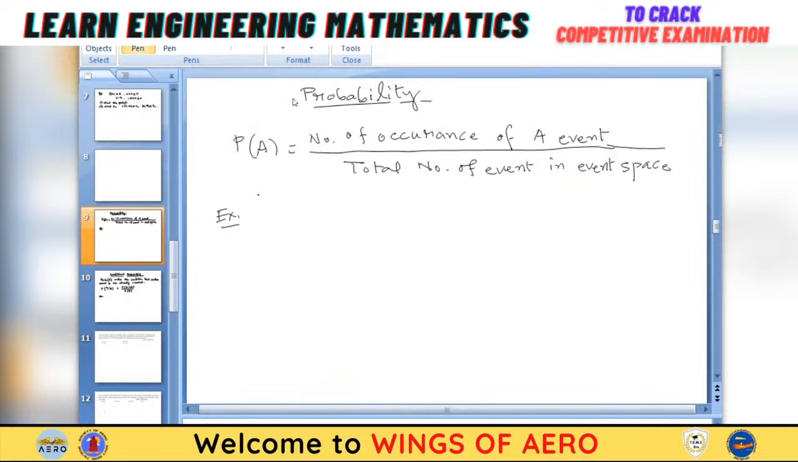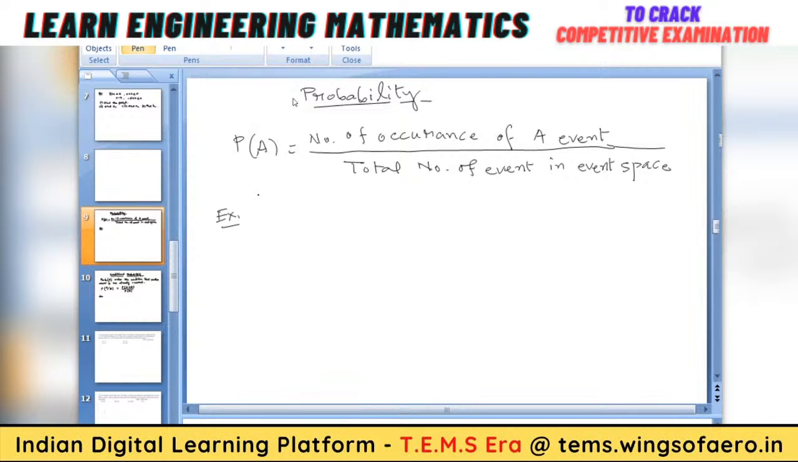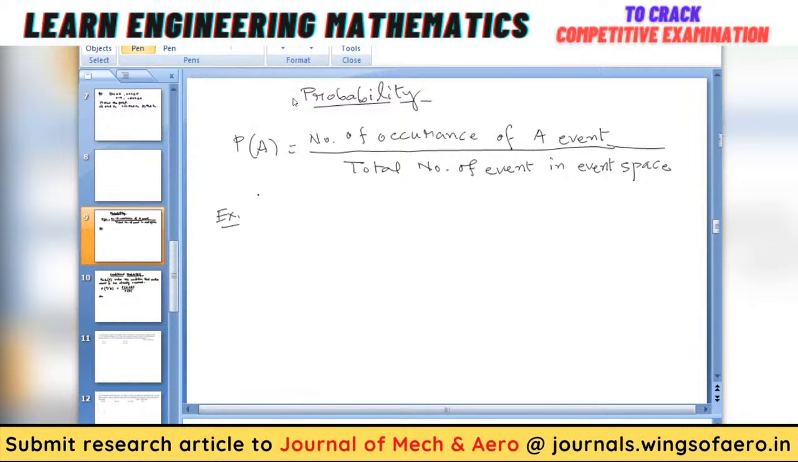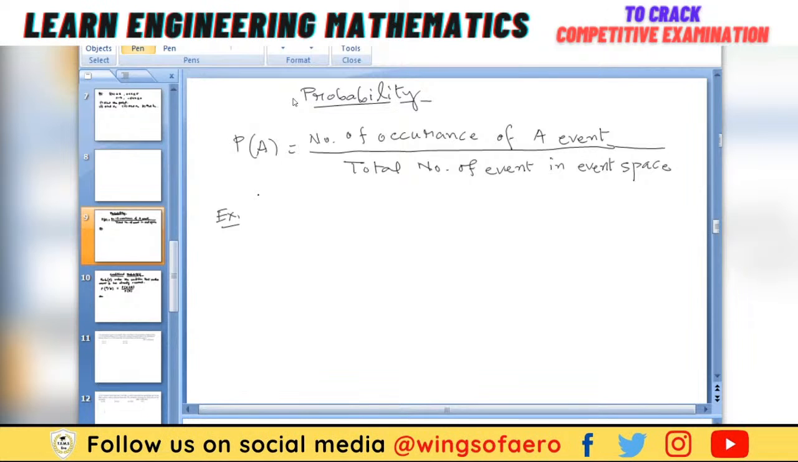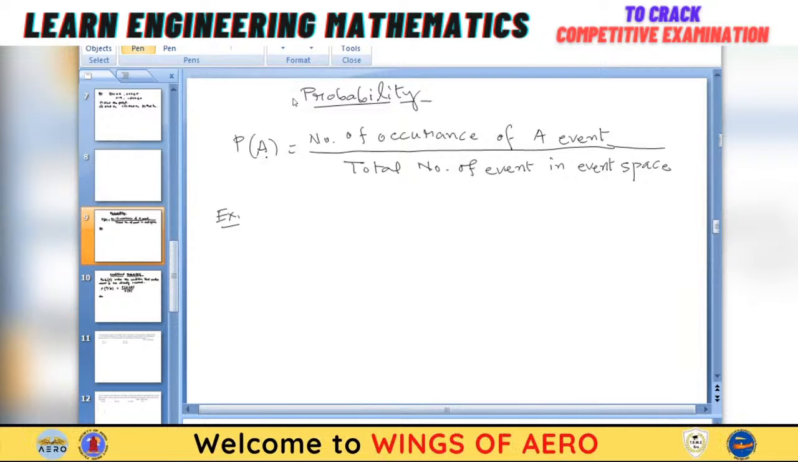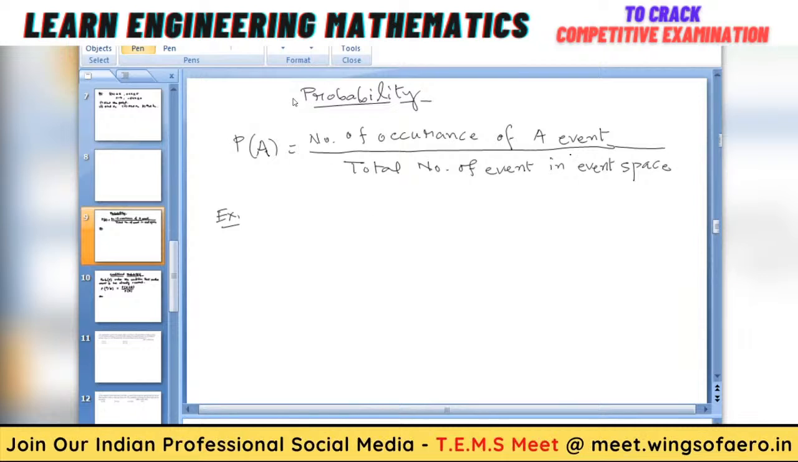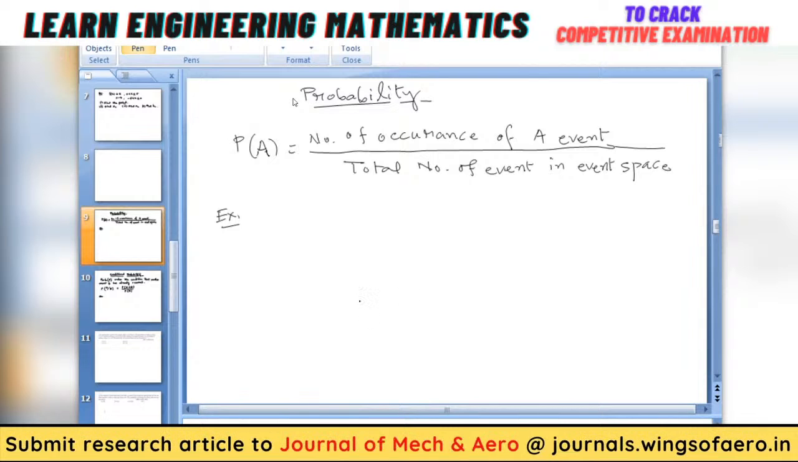In probability, most of the questions I will discuss today are GATE questions; I have just copied and pasted them from GATE examinations. First of all, the very simple definition of probability. I'm not going to discuss probability in depth, because it would take at least 3 days. Just what is necessary: the probability of any event A is the number of occurrences of the event divided by the total number of events in the event space.